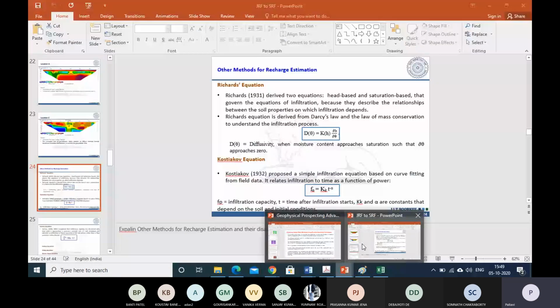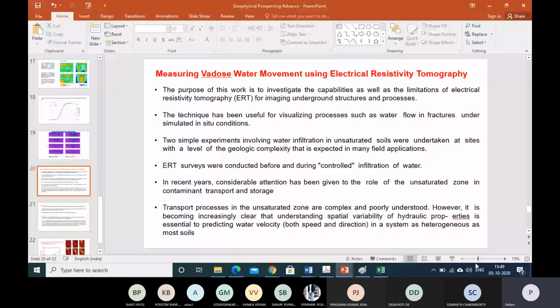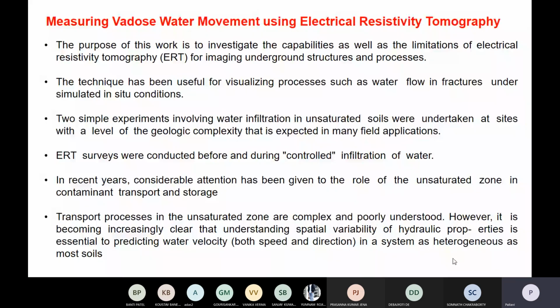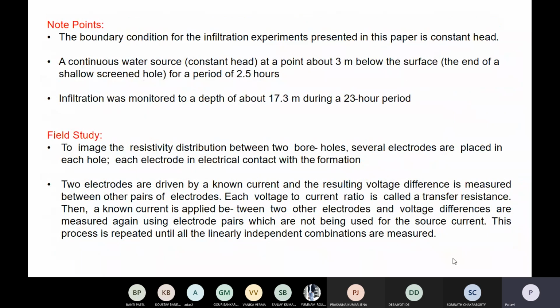Okay, that is a small one. ERT was conducted before and during the controlled infiltration of water. In recent years, considerable attention has been given to the role of the unsaturated zone in contamination transport and storage. And storage means artificial recharge and other things. We already discussed how complicated it is to estimate water movement in the unsaturated or saturated zone. It's a very complicated process, and application of geophysical methods makes it easy.